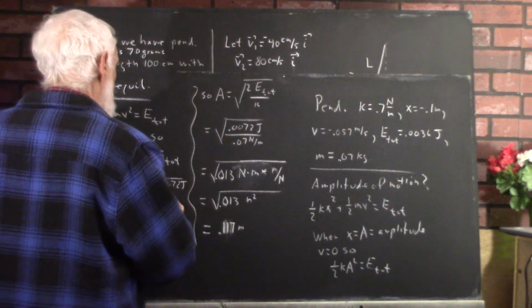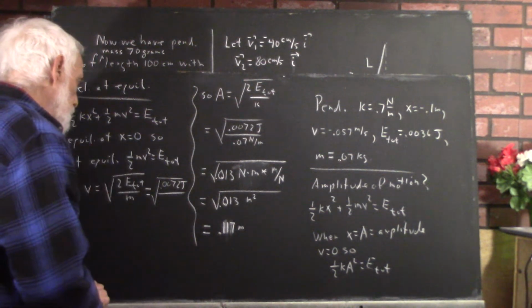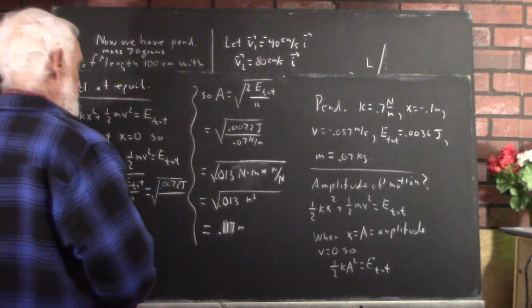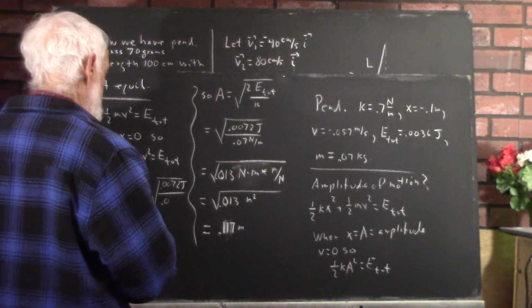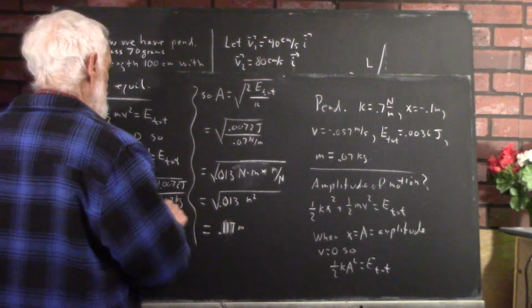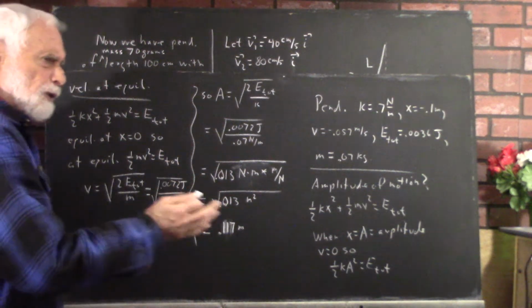0.0072 joules divided by the mass, which is 0.07 kilograms. Keep getting these 0.07s.